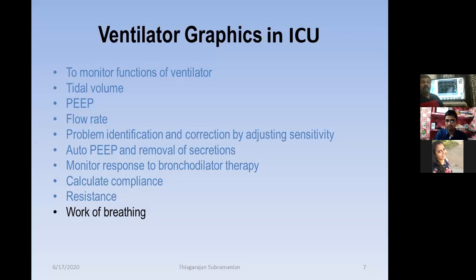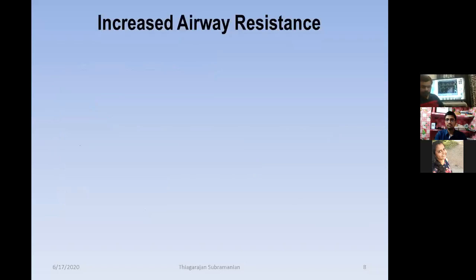So the questions are focused on these particular areas, like how do you check the PEEP and how do you alter the PEEP. They have given the questionnaire and they have given responses. So this study was done in India in 2016.